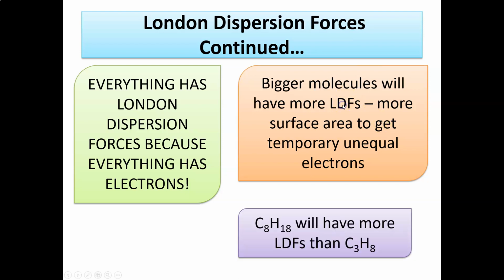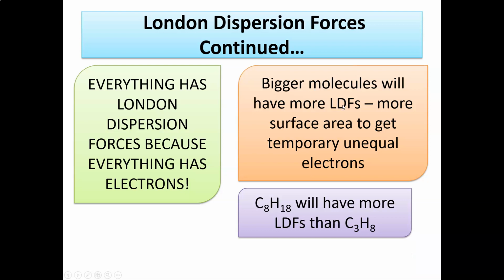So for example, C8H18 and C3H8 are both nonpolar, but C8H18 will have more London forces because it's a much bigger molecule, there's way more electrons, there's more chances for the electrons to be unequally distributed. So there's more chances for it to get a little bit of a pull once in a while.